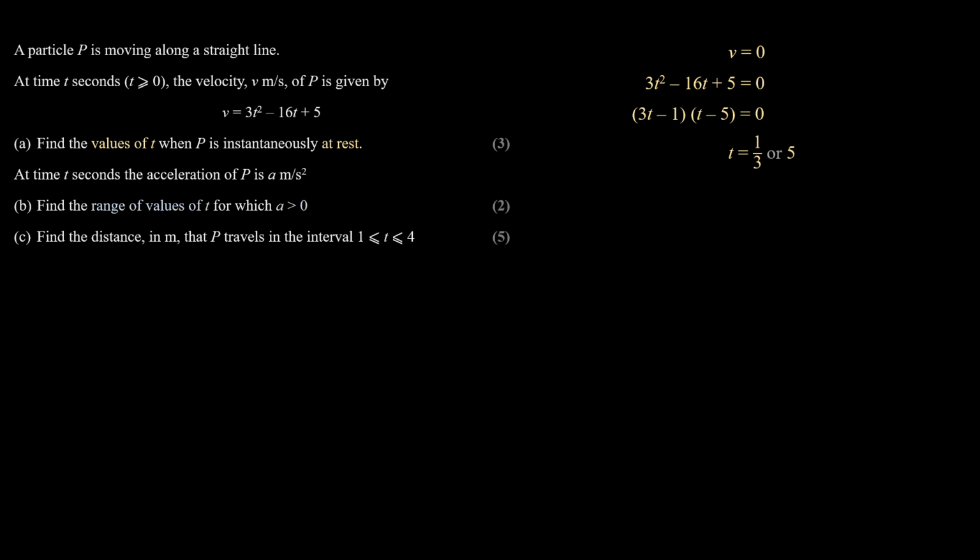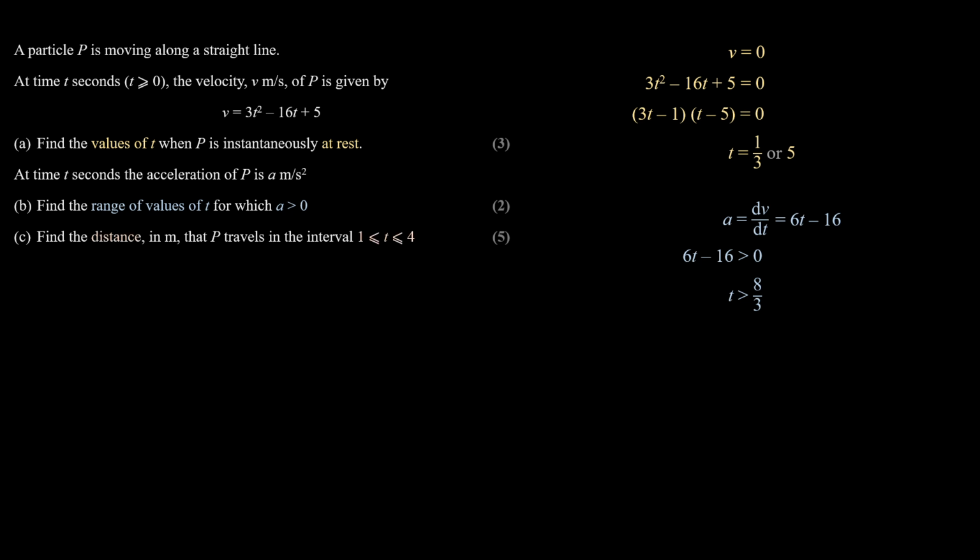Next, we need to determine the range of values of t when the acceleration is greater than 0. Acceleration is the derivative of velocity with respect to time, which is 6t − 16. We solve the inequality 6t − 16 > 0. This gives t greater than 8/3.